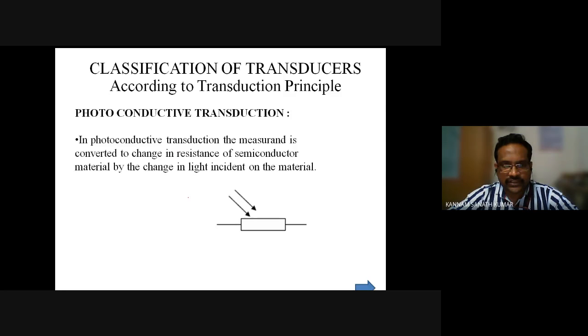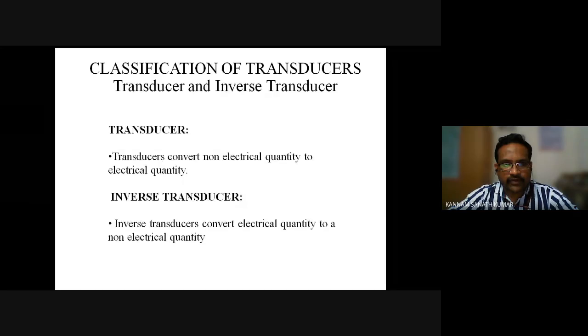Whatever the change in resistance of the semiconductor. Now the transducer and inverse transducer. What will the transducer do? A transducer will convert a non-electrical quantity to an electrical quantity, whereas an inverse transducer will convert an electrical quantity to a non-electrical quantity. In the previous slides we have seen a bulb. What will the bulb do? It will convert electrical quantity to light energy. Whereas a motor will convert electrical quantity to mechanical. So we can call the bulb and motor inverse transducers.